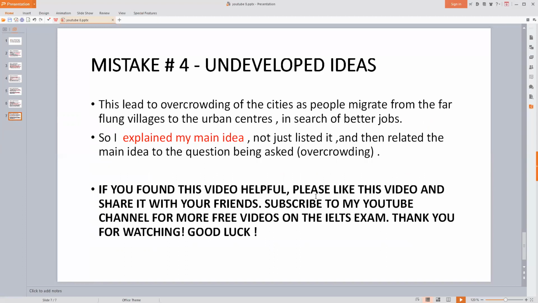So I told the examiner that there is an inequality in terms of job opportunities. Okay, then I explained to the examiner which area has better employment opportunities. I told that villages don't have that. And then I told that all these people from the villages and far-flung areas go to the cities in search of better jobs, and that is why this is leading to the overcrowding of the cities. So you see how everything is linked?